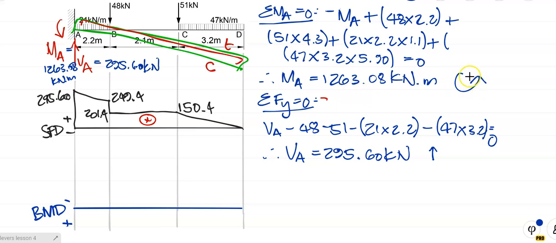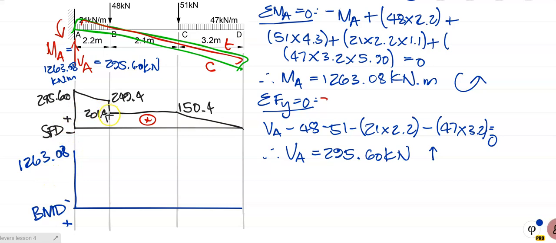Okay, and it is a negative moment. It's going anti-clockwise and it's negative, so that means we're going to plot it that amount below the 0 line. So that's plus at minus, so to some good scale, I'm going to draw it in like so. So that's going to be 1263.08. Right, and remember that's minus 1263.08.